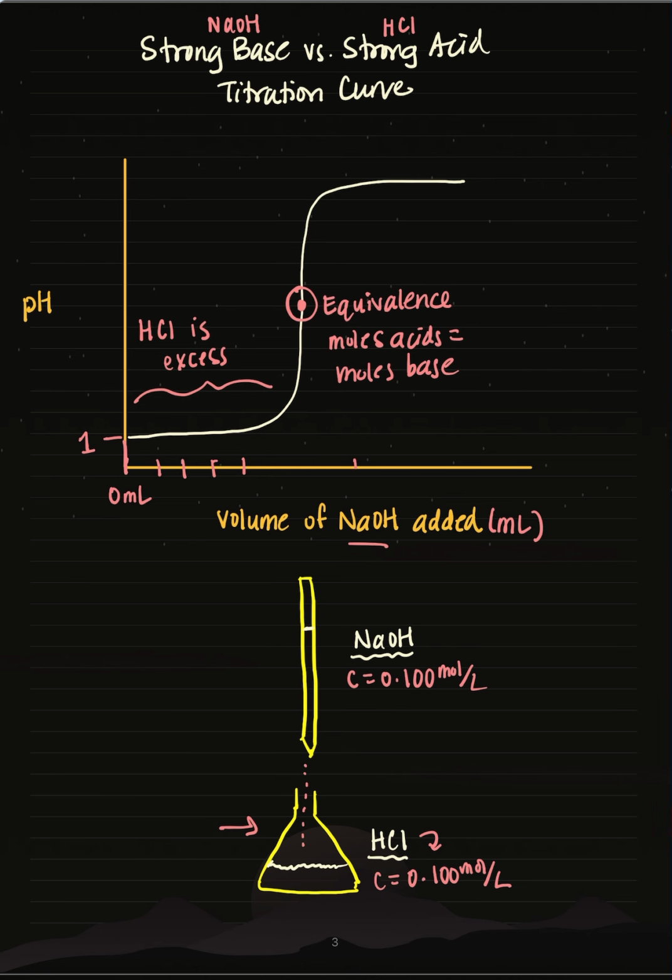Now, if you keep titrating, if you keep adding drops of base into the flask, you're going to notice that the pH shoots up all the way up to 14 or close to 14. So in this segment of your graph, if we look at the stoichiometry, because you've added extra base, NaOH is in excess, and that's how we read our titration curve.